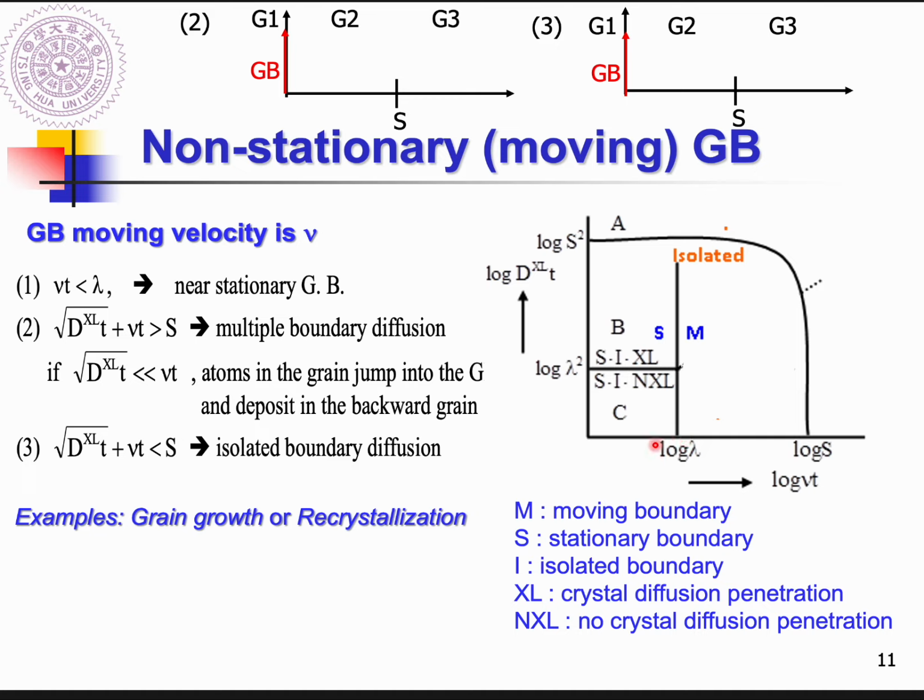Because this figure is quite important, let's take a look at the vertical axis. This is log Dt, the diffusion length inside the grain, squared, because here we use Dt to represent that. The horizontal axis is log vt. So what is vt? V is the boundary moving velocity, so vt means the moving distance of the grain boundary. The vertical axis is the moving distance inside the grain, but we take the square of that, so you get log Dt. And here we focus on v, the moving velocity.